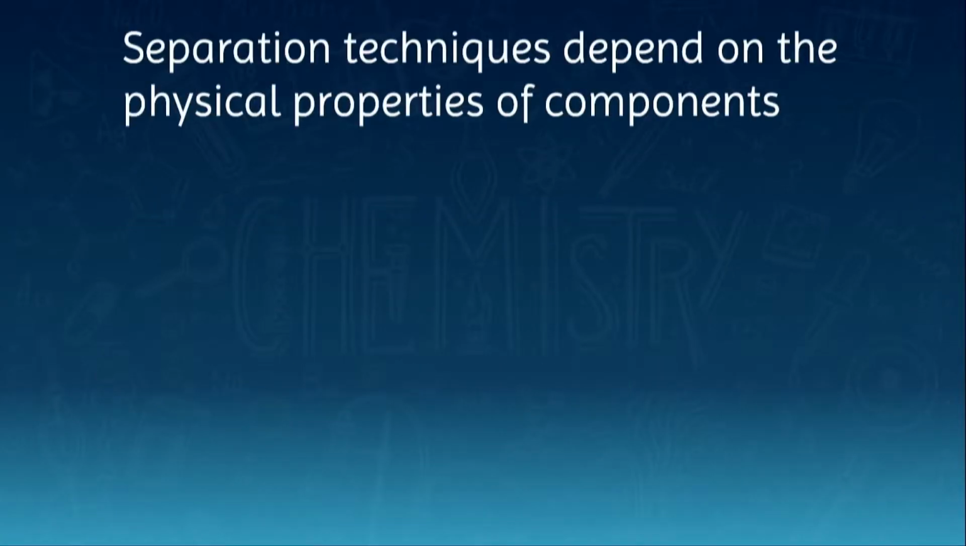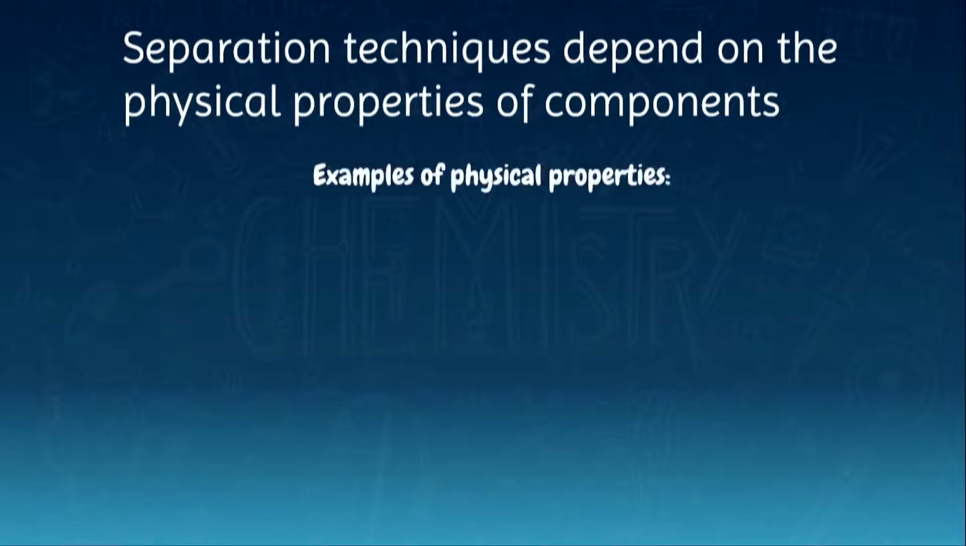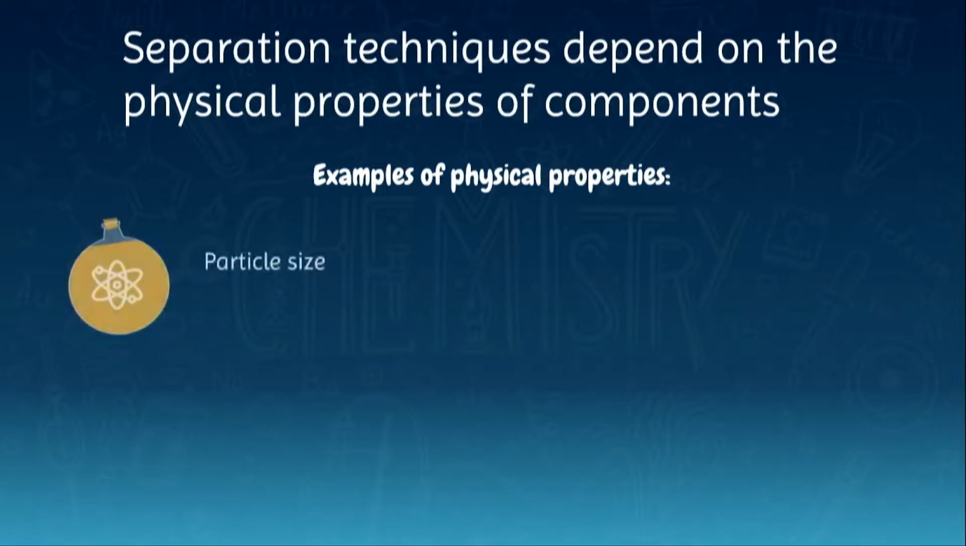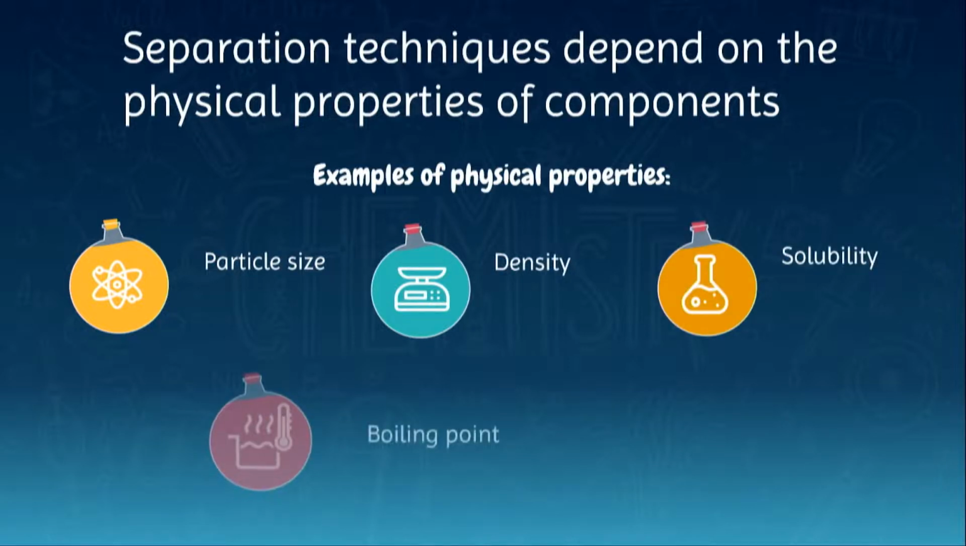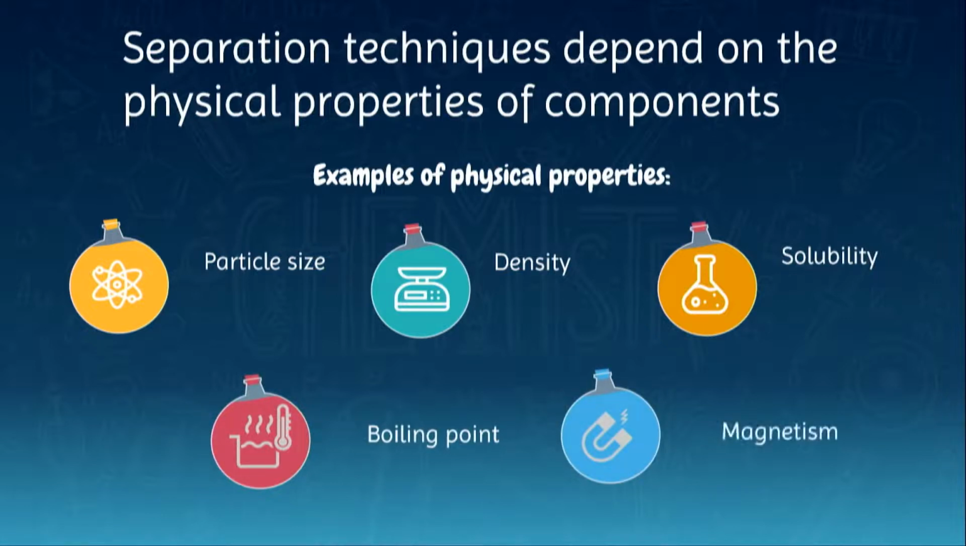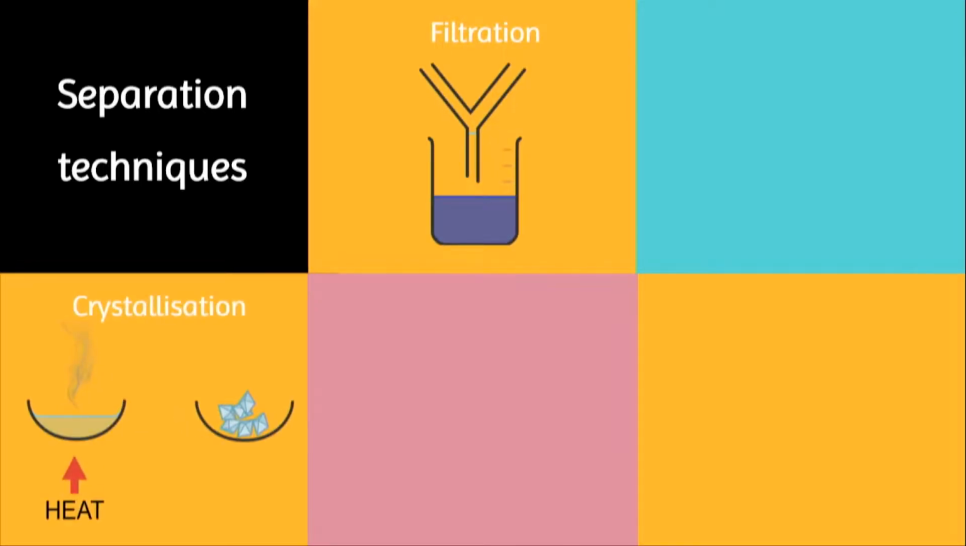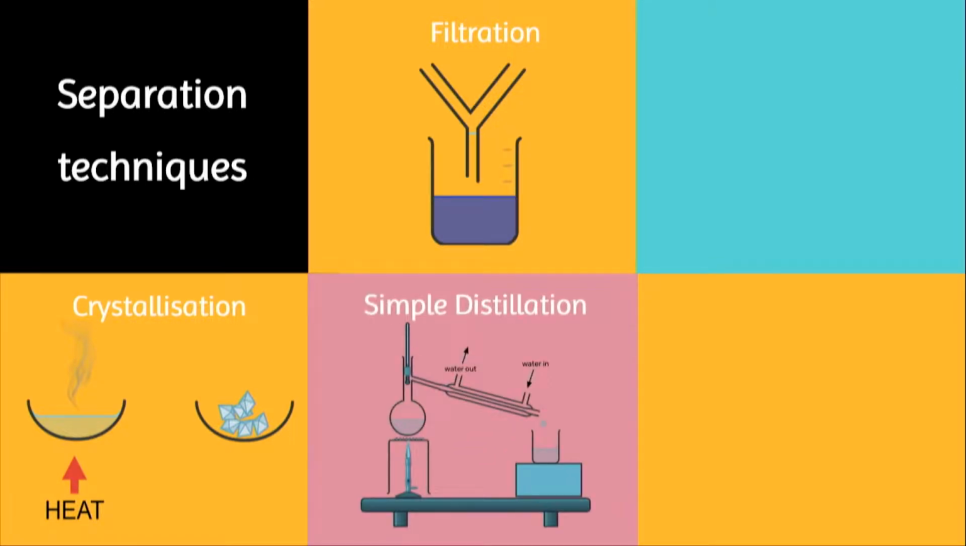There are several separation techniques we can use to separate mixtures. To decide which technique to use, we need to consider the physical properties of the components in the mixture. Physical properties include particle size, density, solubility, boiling point, and magnetism. Some examples of separation techniques include filtration, crystallization, simple distillation, sublimation, and chromatography.